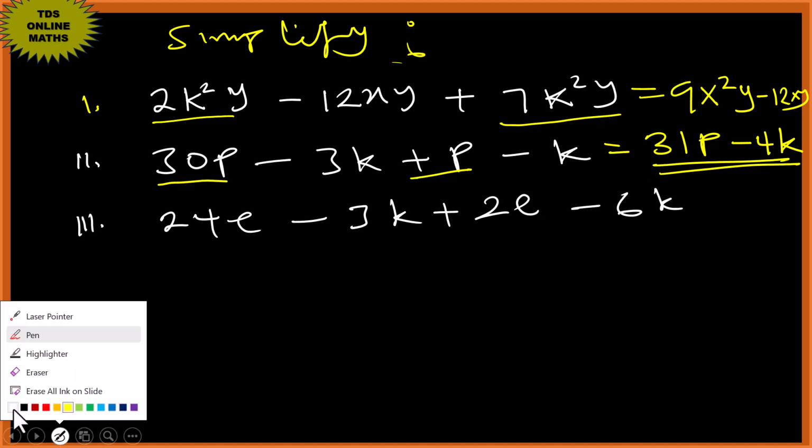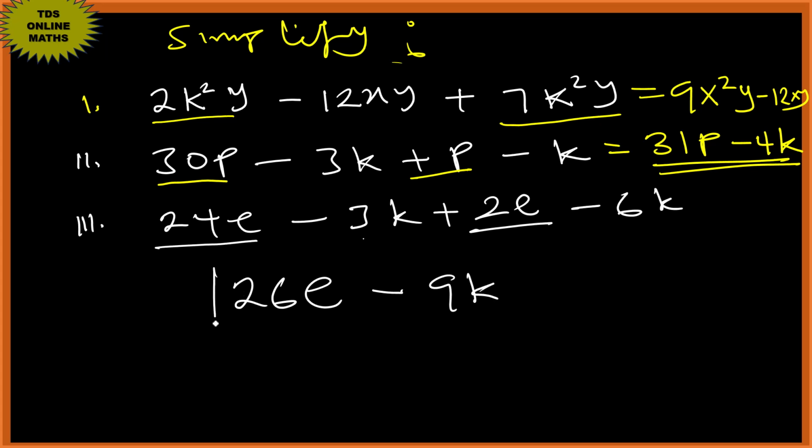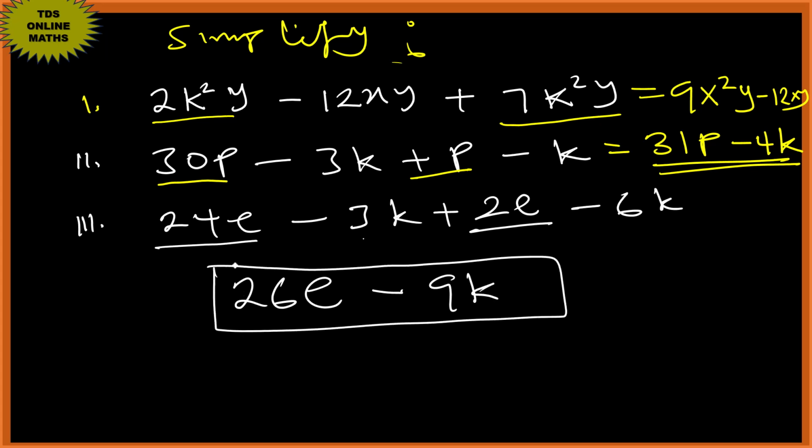Alright, so try the last one. 24e plus 2e minus 6k minus 3k. So we have the two like terms here. 24 plus 2 is 26e. Minus 3 minus 6 is minus 9k. So that's the answer.